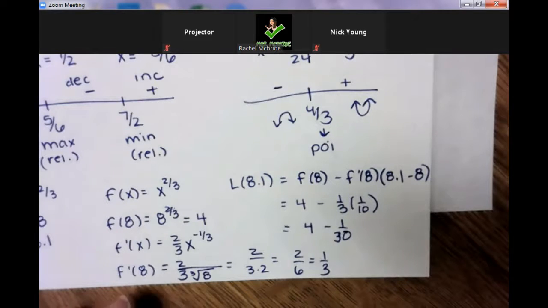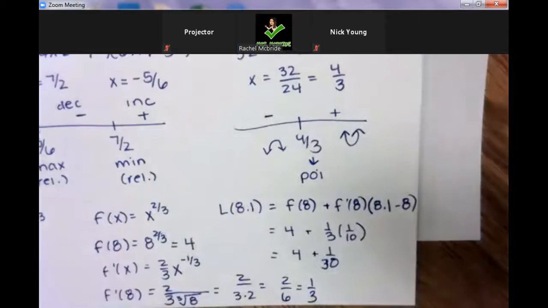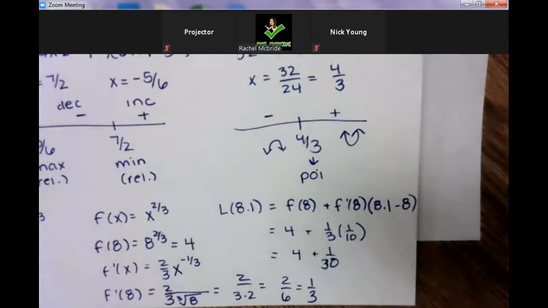If you use the calculator, that's like 4 point something. Okay. Sorry. There should all be positive. Sorry. It's f of a plus f prime of a times x minus a. I just missed my tick mark. Sorry. Should be a plus.